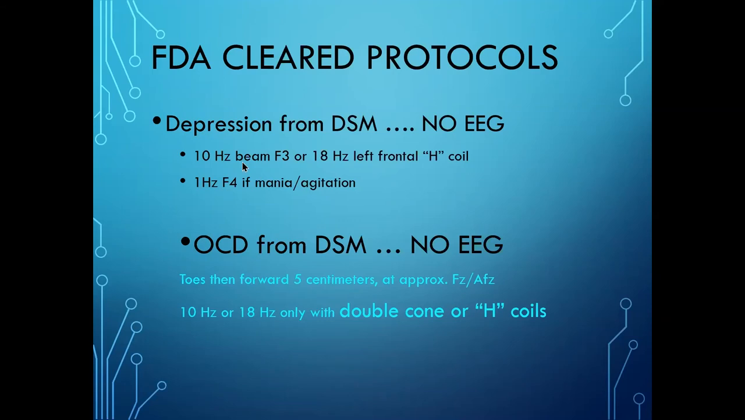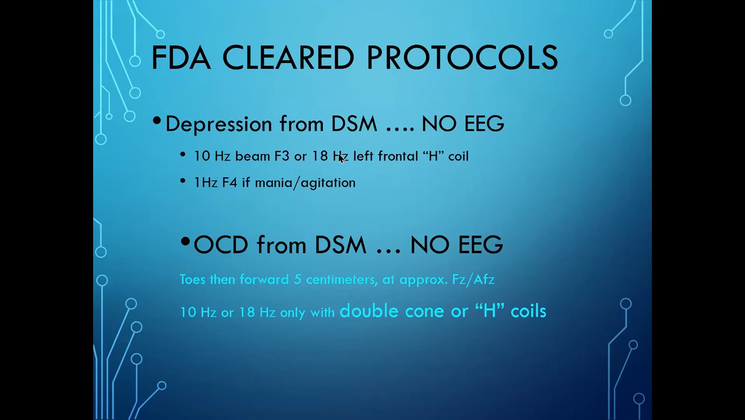If you find the proper location, Martijn Arns has shown that you actually get a cardiac deceleration if you're on the right spot when you pulse it. And so they've got that as a biobehavioral marker as well. So 10 hertz at F3, or with an H coil, they kind of point it at the left frontal area and they use an 18 hertz, which is going to activate it.